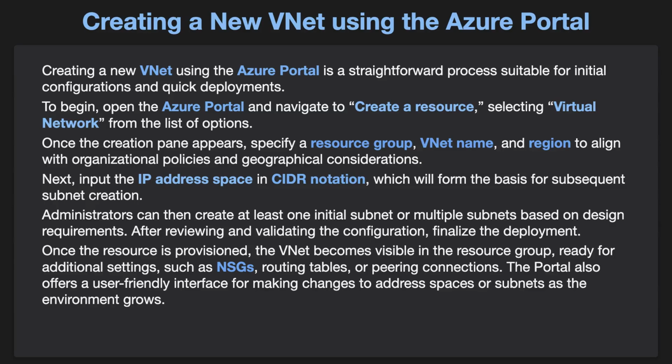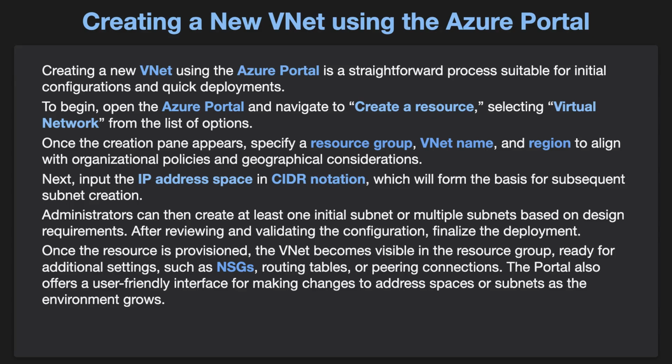Creating a new VNet using the Azure portal is a straightforward process suitable for initial configurations and quick deployments. To begin, open the Azure portal and navigate to Create a Resource, selecting Virtual Network from the list of options. Once the creation pane appears, specify a resource group, VNet name, and region to align with organizational policies and geographical considerations. Next, input the IP address space in CIDR notation, which will form the basis for subsequent subnet creation.